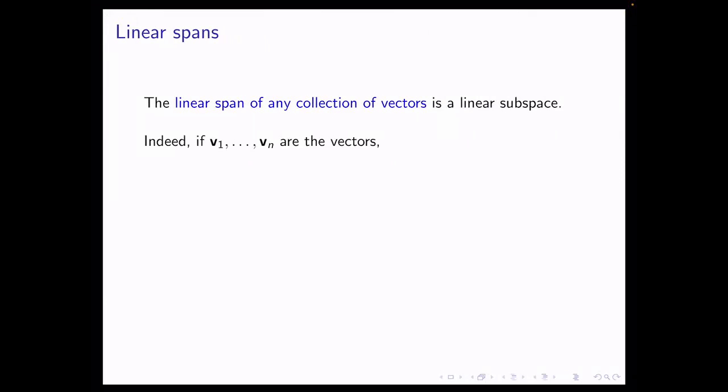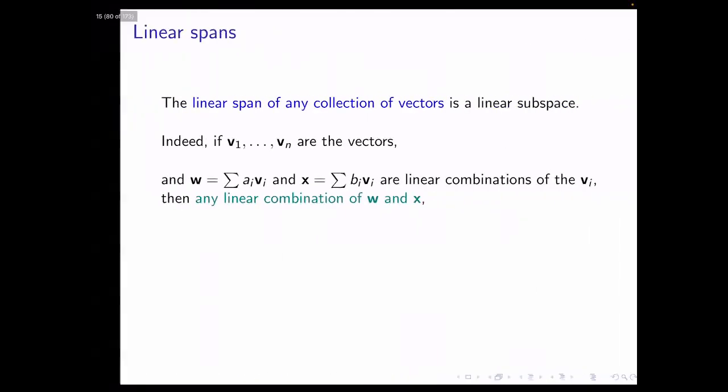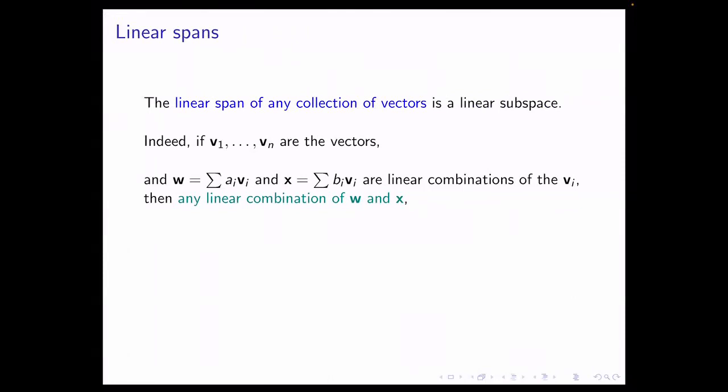Linear spans. The linear span of any collection of vectors is a linear subspace. Let's prove it. Consider vectors v1 to vn, and then take w to be the linear combination of these vectors with coefficients ai, and x be the linear combination with coefficients bi. Then any linear combination of w and x will look like this.